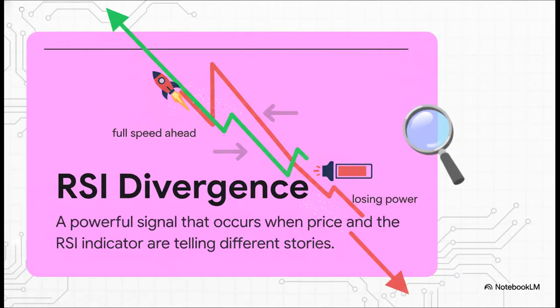But the most powerful signal the RSI can give you, the one the pros are always looking for, it's something called divergence. This is what happens when the price on your chart and the RSI indicator are telling you two completely different stories. It's like the price is screaming, "We're going to the moon," but the RSI is whispering, "I think we're running out of gas."